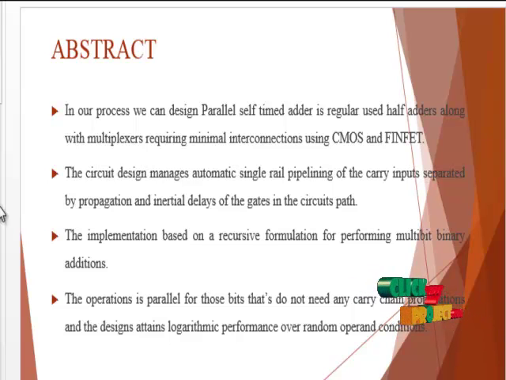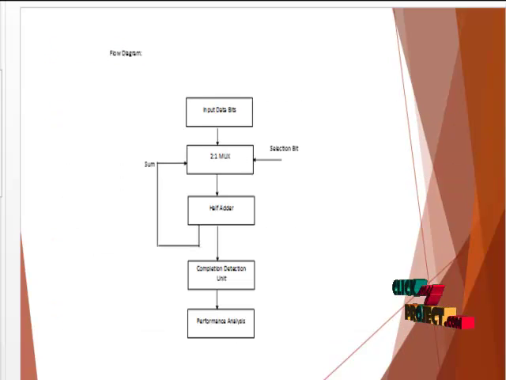Now we are going to discuss the flow diagram of the process. We give the input data bits, the binary bits of zeros and the high value of the process, and we go to the selection bit of the mux. So we choose which level of the 2:1 mux we have selected, and then go to the architecture implementation using the FinFET design for the adder process.